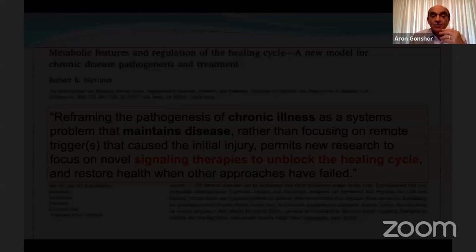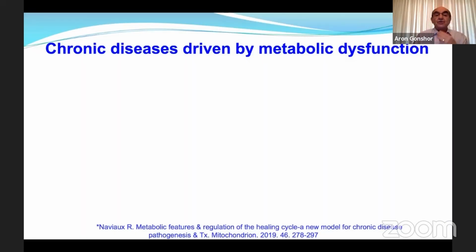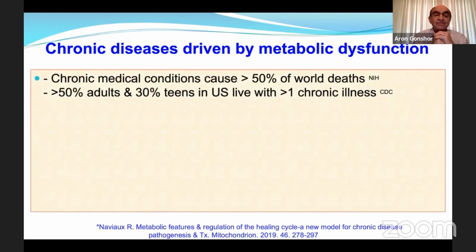Now, what does all of that really mean? And as Reid has alluded to, when you're looking at chronic diseases that are driven by various types of metabolic dysfunction, it is really quite striking to know that chronic medical conditions, and this is from the NIH, by the way, cause over 50% of world deaths. This is disastrous. In fact, greater than 50% of adults, and as you said, Reid, 30% of teens, more than that, in the US, live with at least one chronic illness. Again, this is from the CDC. So we are referencing all of this.